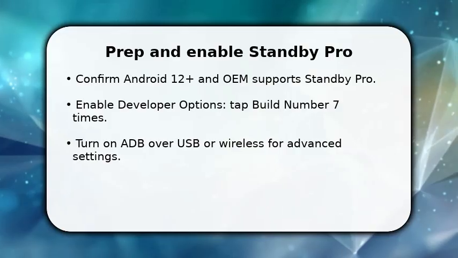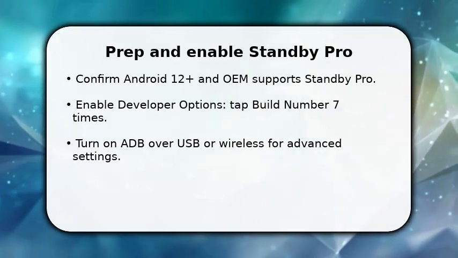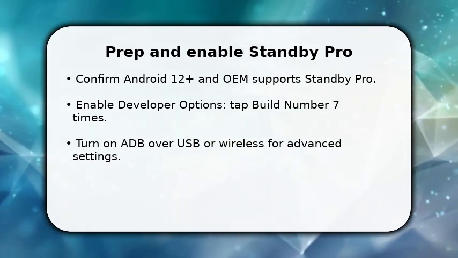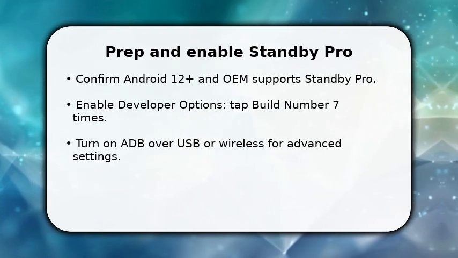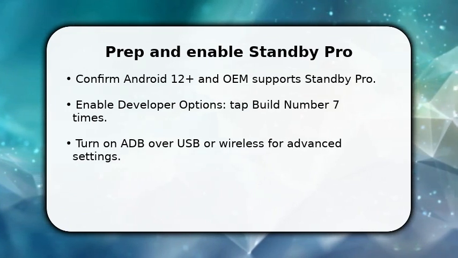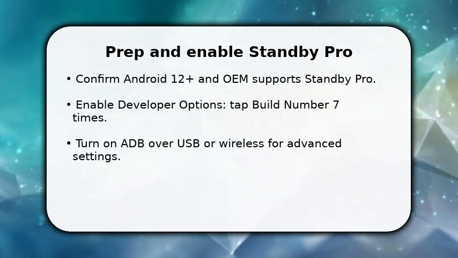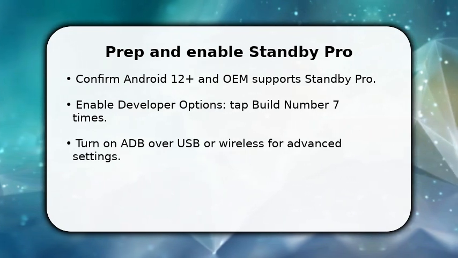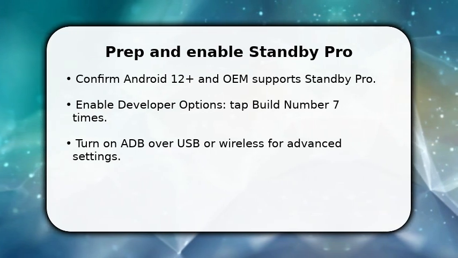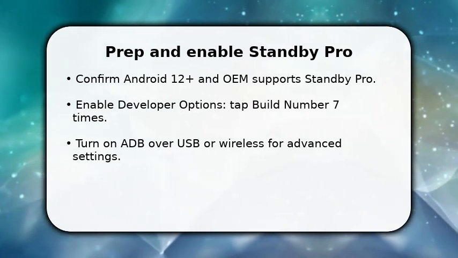Enjoy the video. You start by ensuring your device meets requirements: Android 12 or newer and vendor firmware with Standby Pro support. Once done, enable developer options by tapping build number 7 times, then make sure ADB is available over USB or wireless. You do this because Standby Pro needs elevated access to adjust app standby buckets and performance profiles.